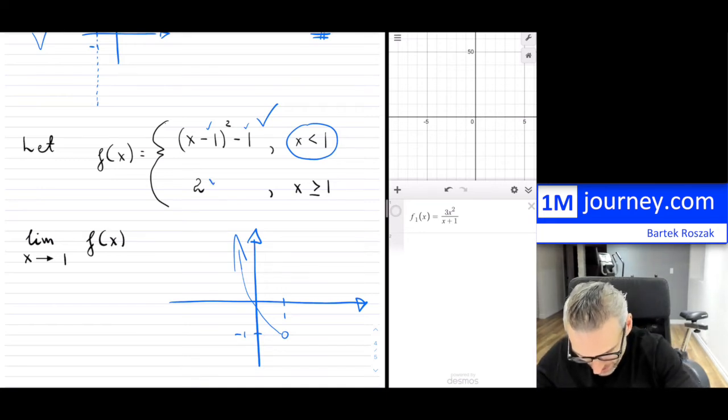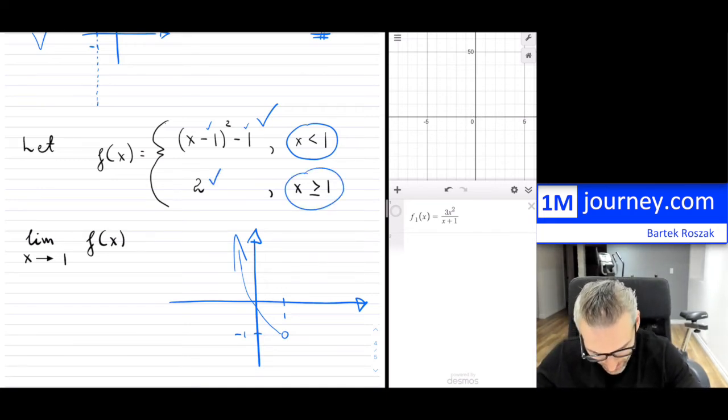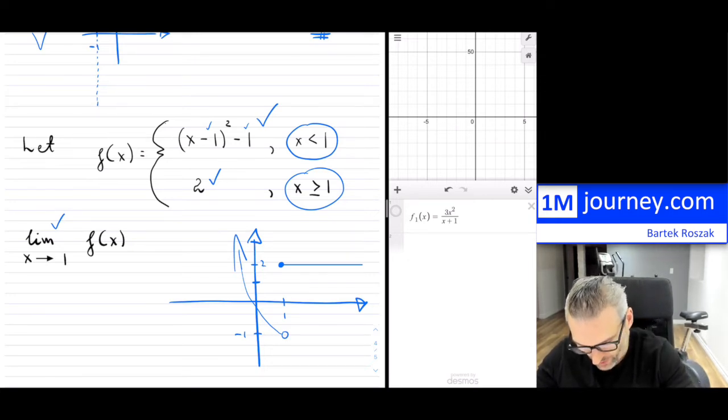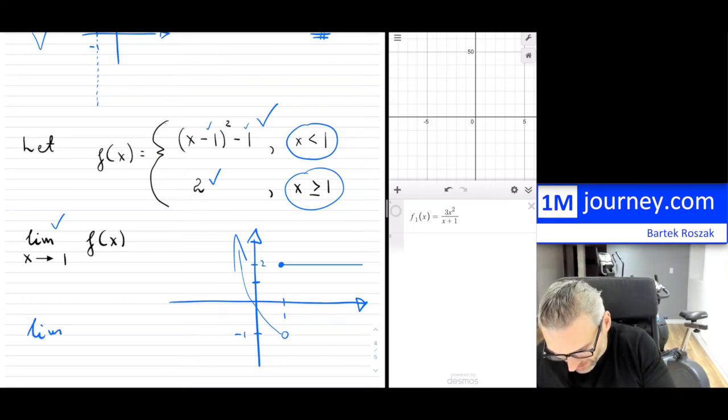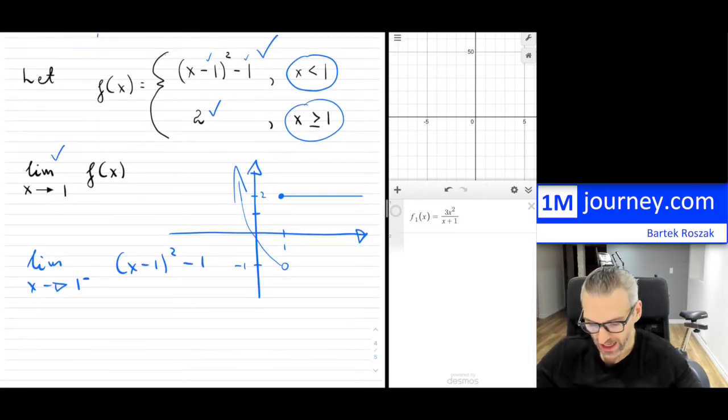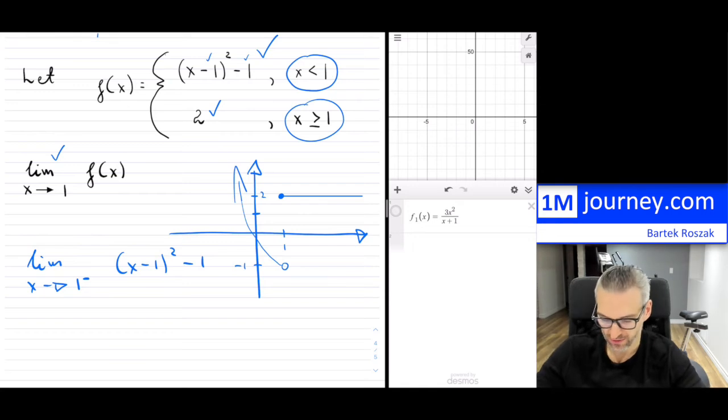And then this right here is for x greater than or equal to 1. It's equal to 2. So let's say this is 1, this is 2. Now this is just a constant, so it's going to look like this. So within here, the limit as x is approaching 1. Well, from the left-hand side, we would be taking x minus 1 squared minus 1. I could certainly take that result and see what that leads to.